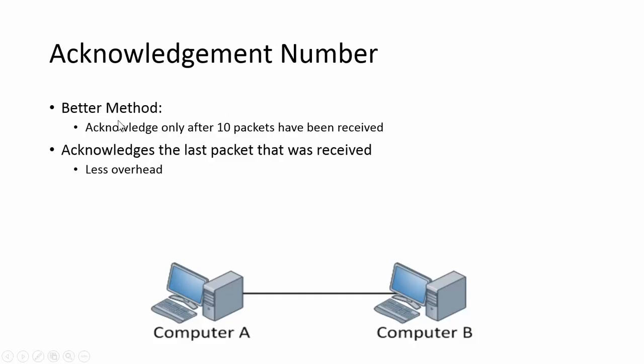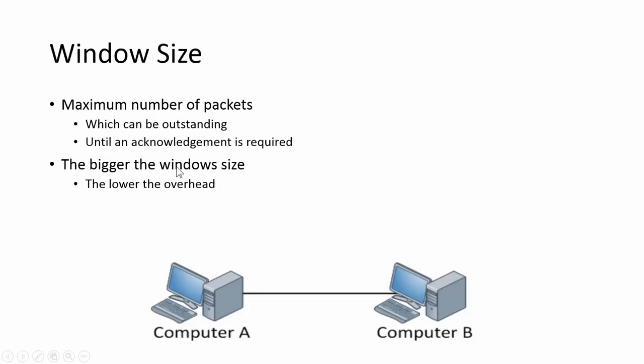A much more efficient way to go is, instead of sending an acknowledgement for every single packet, send an acknowledgement only after, for example, 10 packets have been received. So the acknowledgement number acknowledges the last packet which was received, and that results in less overhead. One acknowledgement per 10 packets instead of one acknowledgement per one packet.